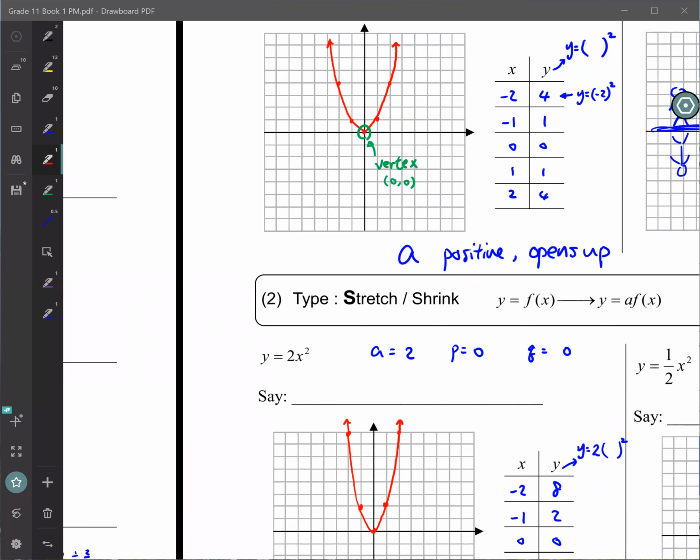Chris, what would you say? Shrunk. How does the shape change compared to the basic? It's taller and skinnier. Yeah, very good. Okay, those are pretty good words, right? Taller, right? It rises up faster, right?